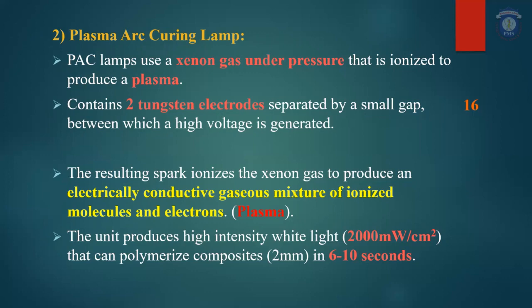So you have two tungsten electrodes which are separated by a gap, and within that gap a high voltage is generated and a spark will be formed. This spark will ionize the xenon gas present within the system, and they will produce what is known as plasma. Plasma is basically an electrically conductive gaseous mixture of ionized molecules and electrons. This unit will produce high intensity white light which can polymerize composites within 6 to 10 seconds. So one advantage of the plasma arc curing lamp is that because of its high intensity, the curing time is reduced.